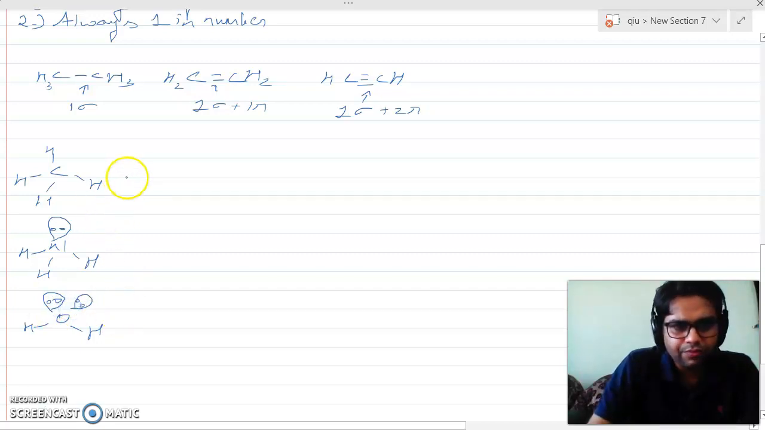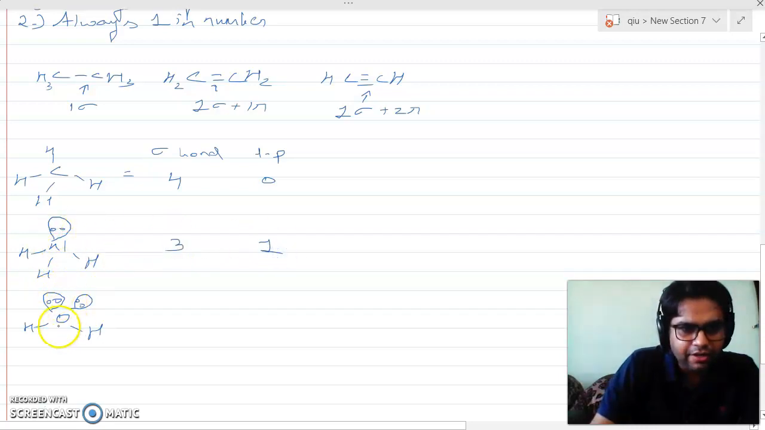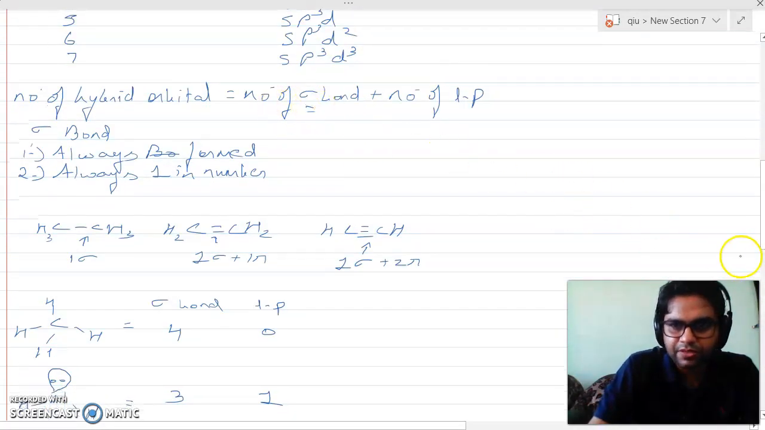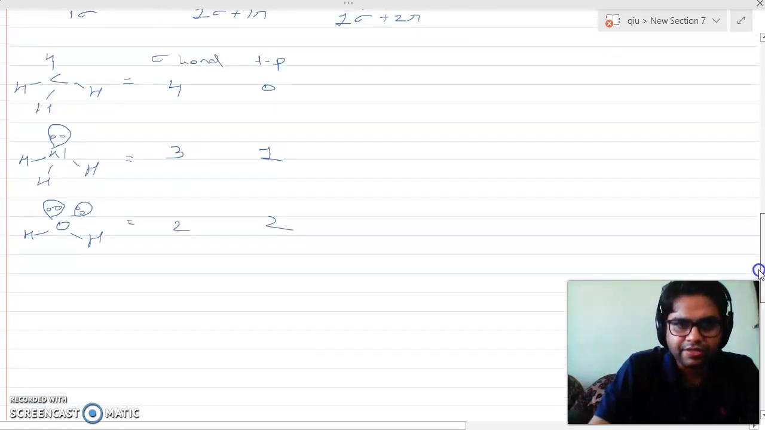So if I am writing sigma bond and then lone pair: the sigma bonds here are 4, and as you can see the lone pairs are 0. Here sigma bond is 3, and the lone pair is 1. And here there are 2 sigma bonds and the lone pair is again 2. So what we have written above, that the number of hybrid orbitals is equal to the number of sigma bonds plus the number of lone pairs, we have to sum them.